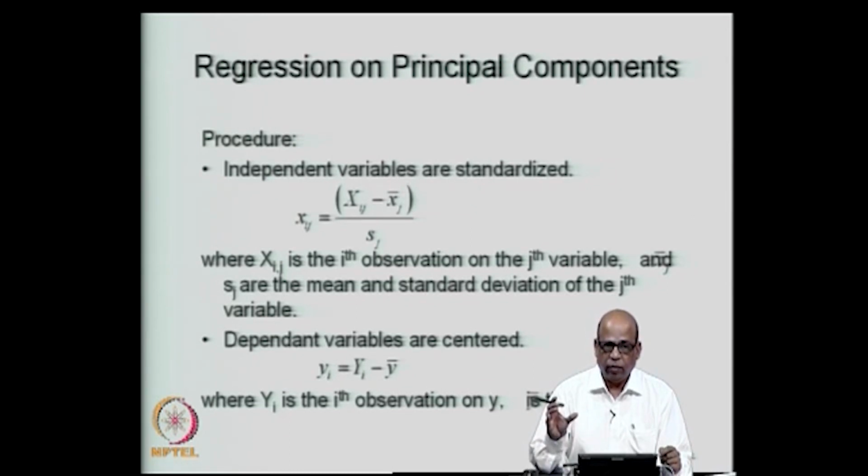The dependent variable being a single variable, we can just use the centering. So, we call this centering. This is the observed value for the dependent variable, ith observation, minus y bar. y bar is the mean of the dependent variable. So, the dependent variable we center and independent variables we standardize, and then use the principal component analysis on the independent variables.